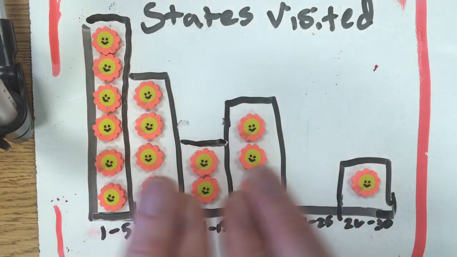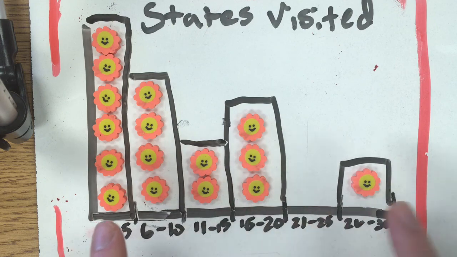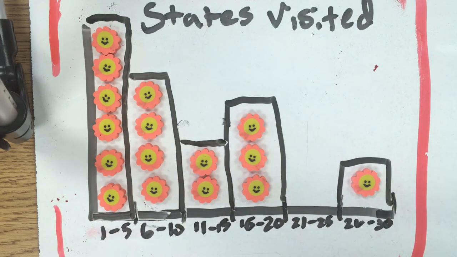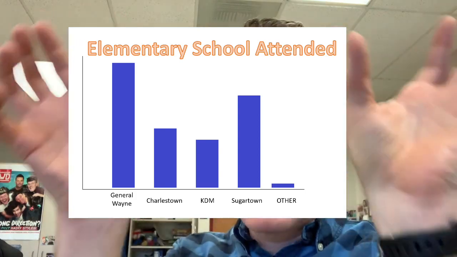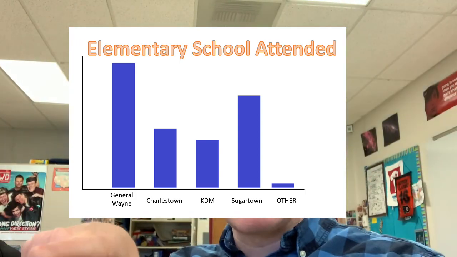So histograms are bar graphs, and the bars are touching one another because there's a continuous scale on the axis. It goes up from one to the next. So as one category ends, the next one begins, and there's no break in between. A bar graph is more like separate categories. Like if I said, hey, which elementary school did you go to? And you said, I went to Sugartown. Another kid said, I went to KDM. Well, then those are separated categories, and the bars would show up separated.